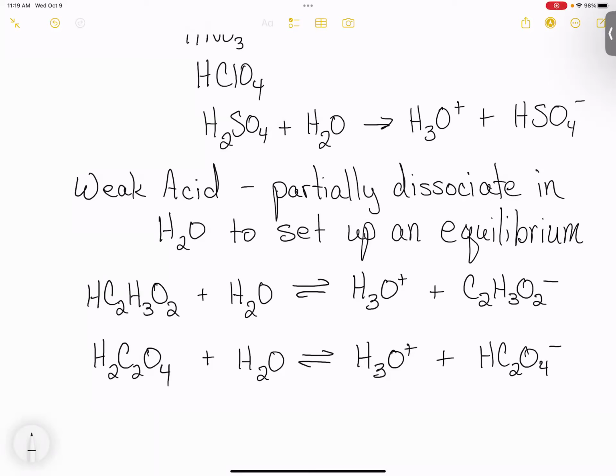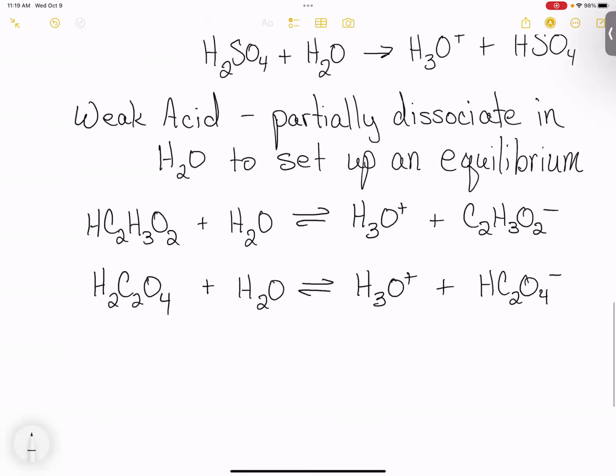We know that HCl, HBr, and HI are all strong acids. But which one's stronger?